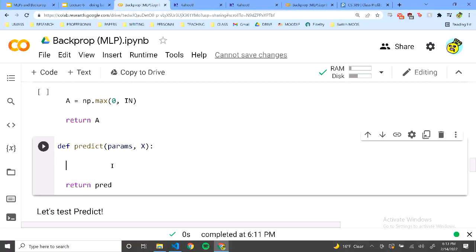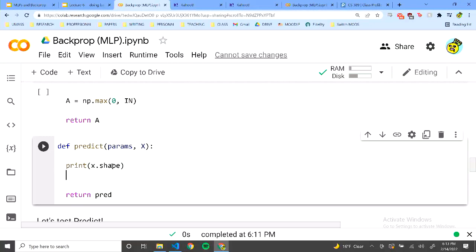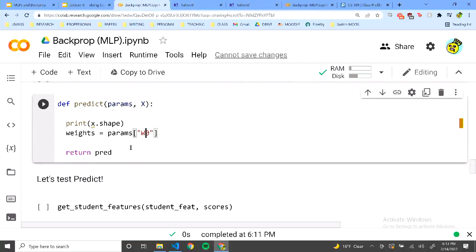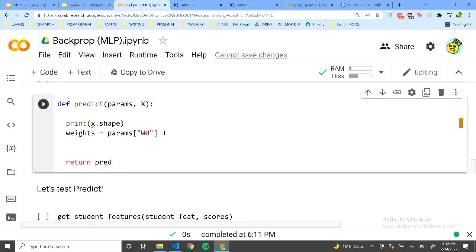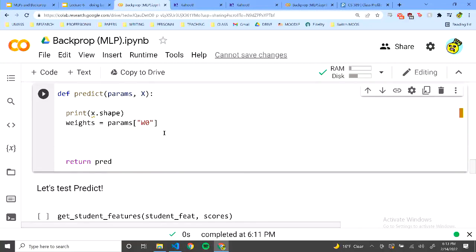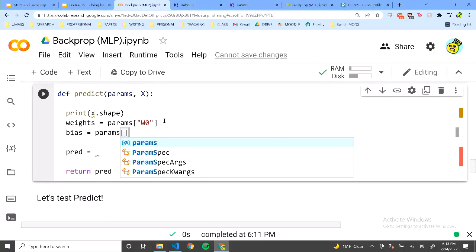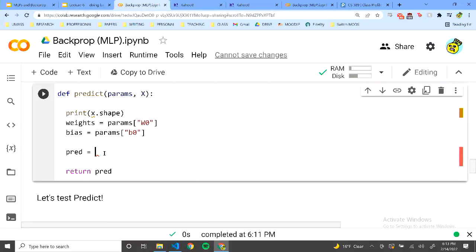So if we look at it, ready? Print x.shape. And let's grab our weights. Let's just say that weights equals params weight 0, just for the sake of it. I guess I'll need to do it later to show you, but for now let's leave it and see if we have any issues with it. So let's say our prediction is going to be, okay, let's bias equals params b0. All right, so let's see. We'll do weights dot x plus b.